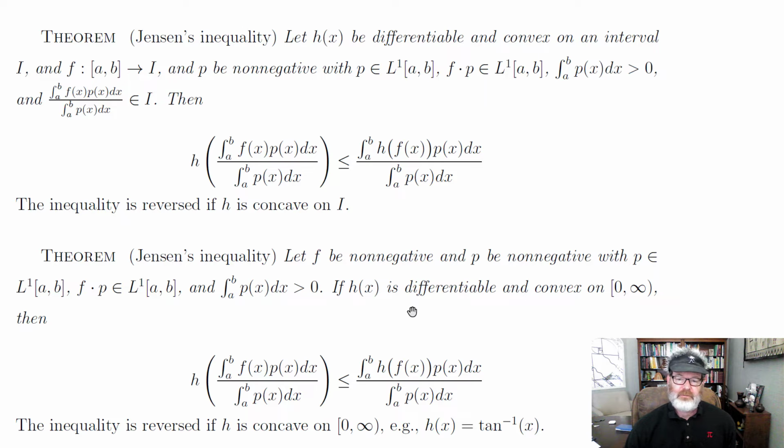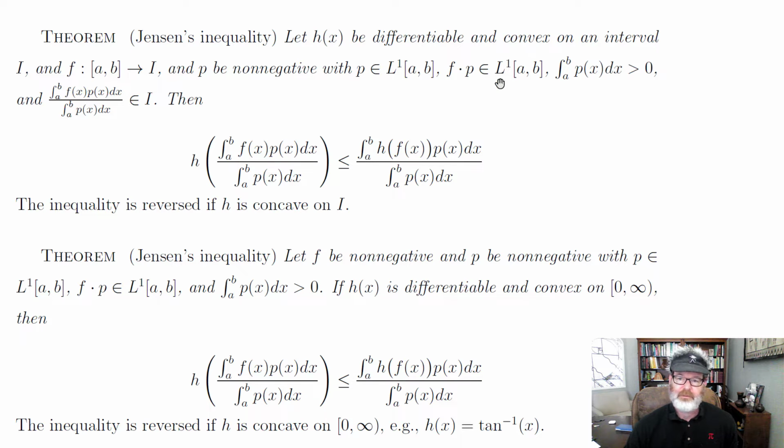I've got h convex on 0 to infinity, all positive reals, and f is non-negative, so each output of f is in the interval where h is convex. Then we also have this non-negative function p that has to be integrable and non-negative, and its integral is also positive, so I can divide by it. And then I need this also in the interval where h is convex, which of course, if f is non-negative and p is non-negative, this will be in the interval where h is convex. That was the only change.